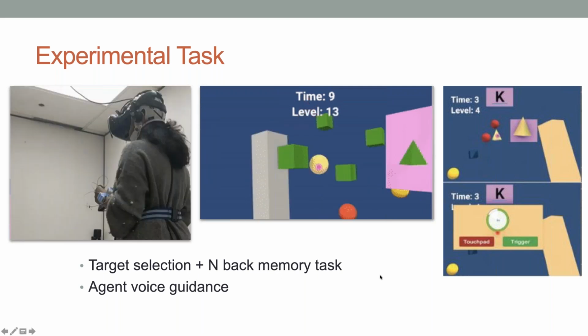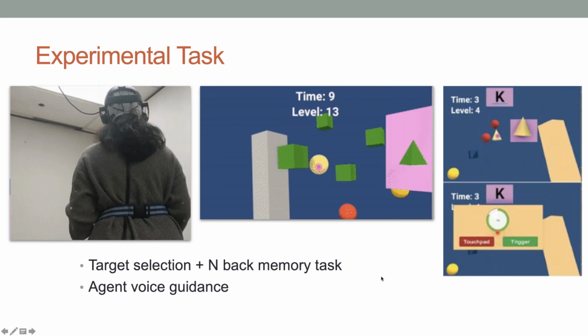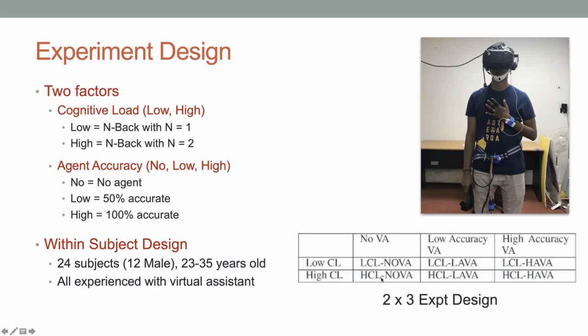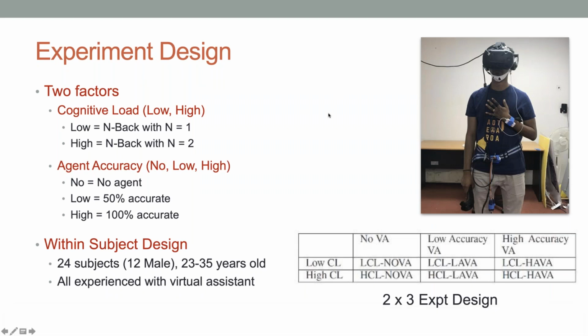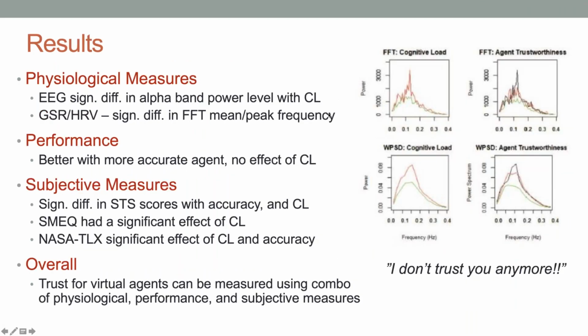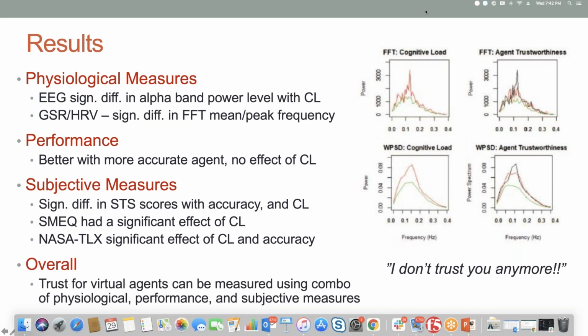So we did that. We had, as I said, 3 conditions where an agent was low accurate, high accurate, and there was no agent at all. And we also had a task which caused cognitive load on the brain. So we looked at what happens when you're in a high cognitive load or low cognitive load situation. We measured, as I said before, some physiological measures, EEG and GSR. We also looked at the performance time and accuracy, and also some subjective measures, including a trust survey.